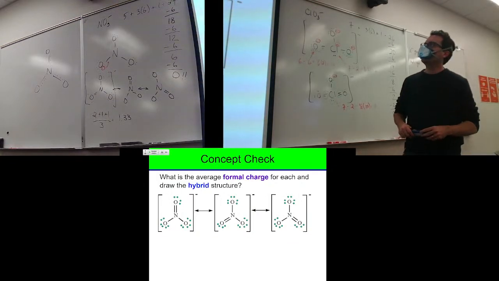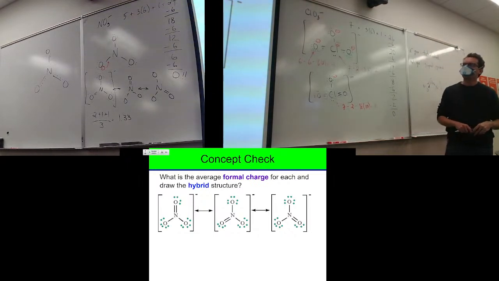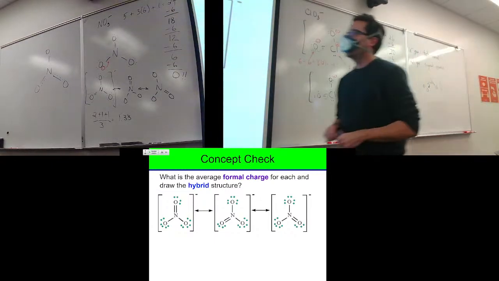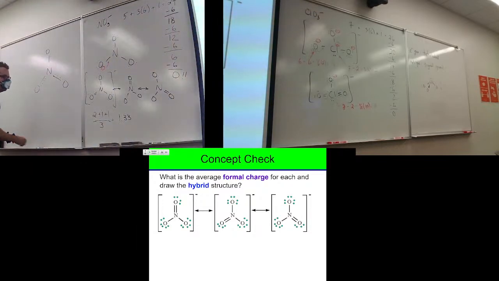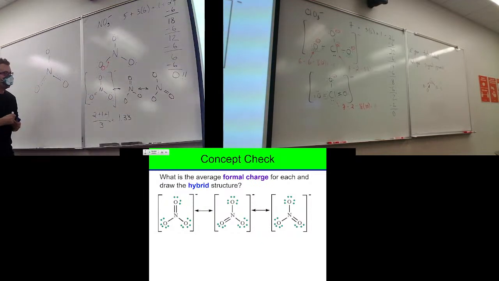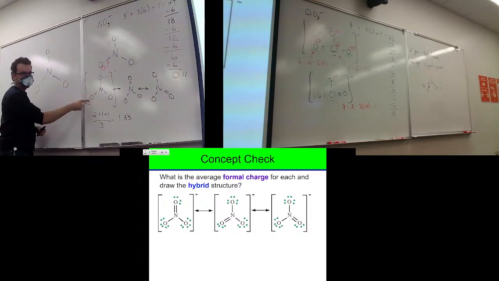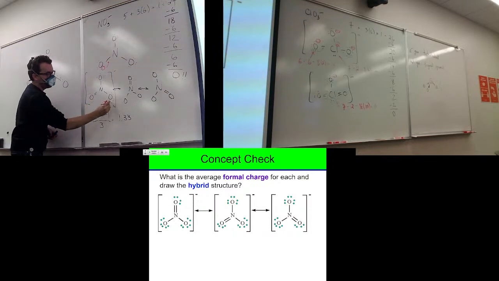So what is the average formal charge for each? And what is the formal charge on the hybrid structure? If you're used to doing formal charges, you could do them on this one, and then you can kind of extrapolate what the rest of them are. So that's the regular oxygen. This one has a formal charge of 0. These oxygens, we did those over there. These oxygens are -1 formal charges. And the nitrogen has a plus formal charge.